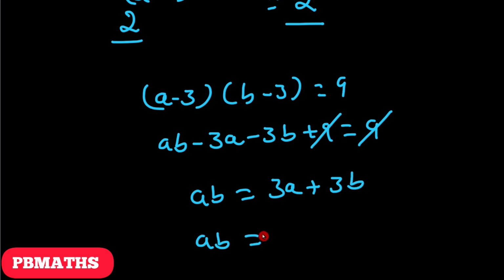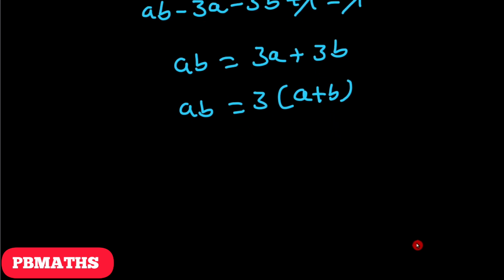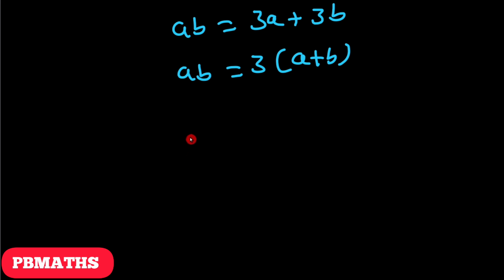So keep this ab as it is. Let's factor out 3 from these two terms. Then we have here a plus b. At last, we will write ab by a plus b is equal to 3.